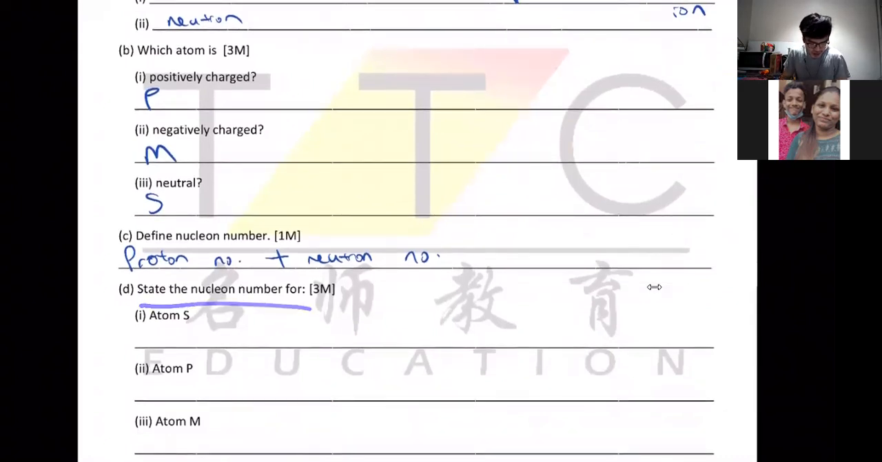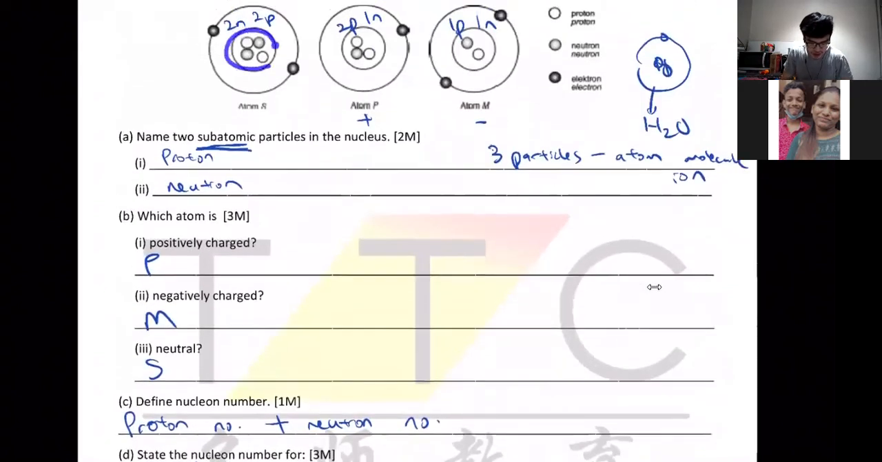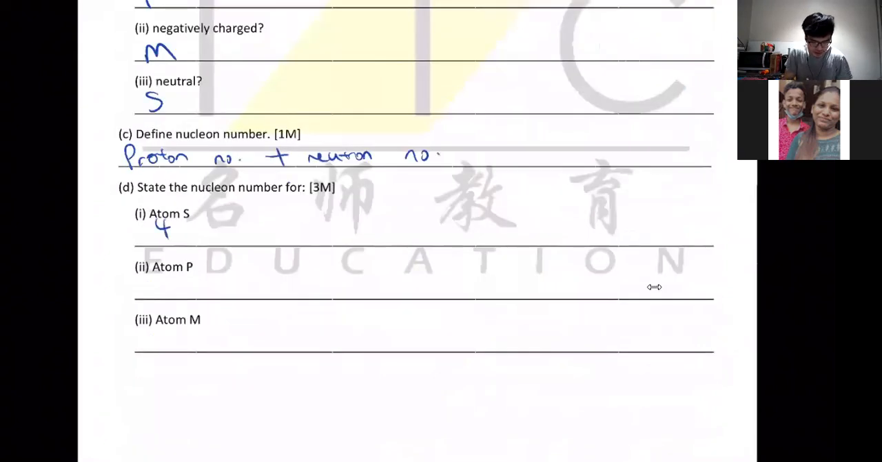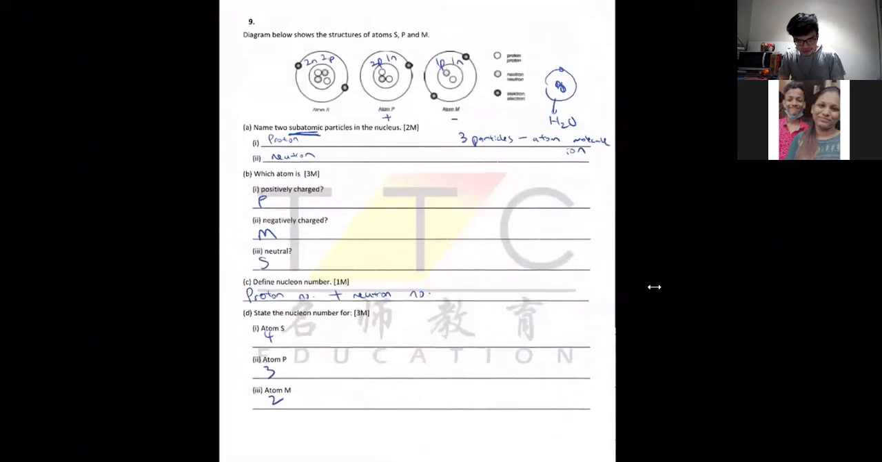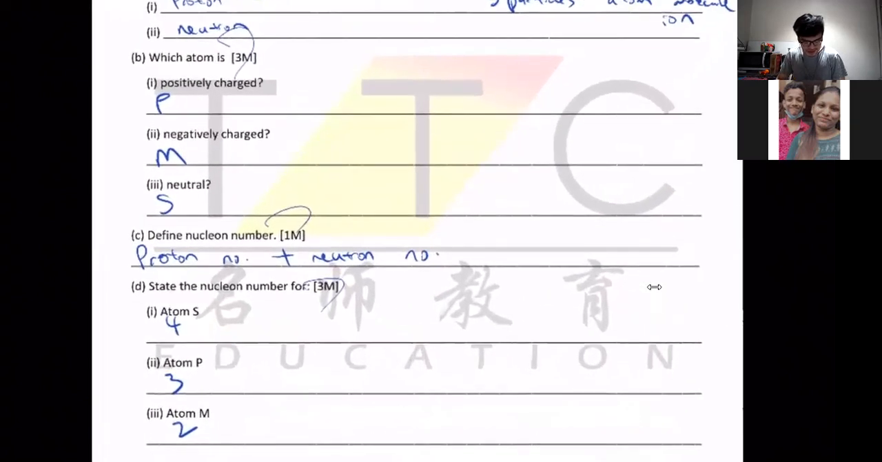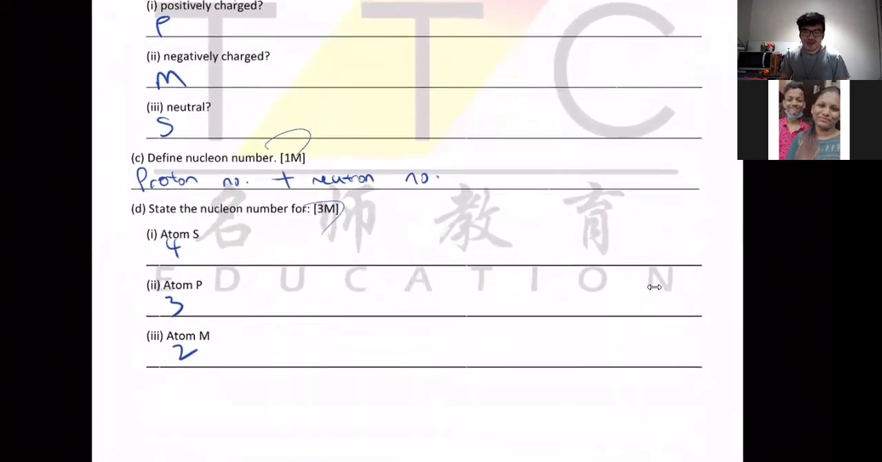So state the nucleon number for S, P, and M. So nucleon number is the total. So this one is 4. This one is 3. This one is 2. Wow, so simple. 2 marks, 3 marks, 1 mark, 3 marks. That's like what, 9 marks here. By barely writing anything, you're just writing alphabets, you get 9 marks already. But I don't think exam is going to be this easy, but almost like this.